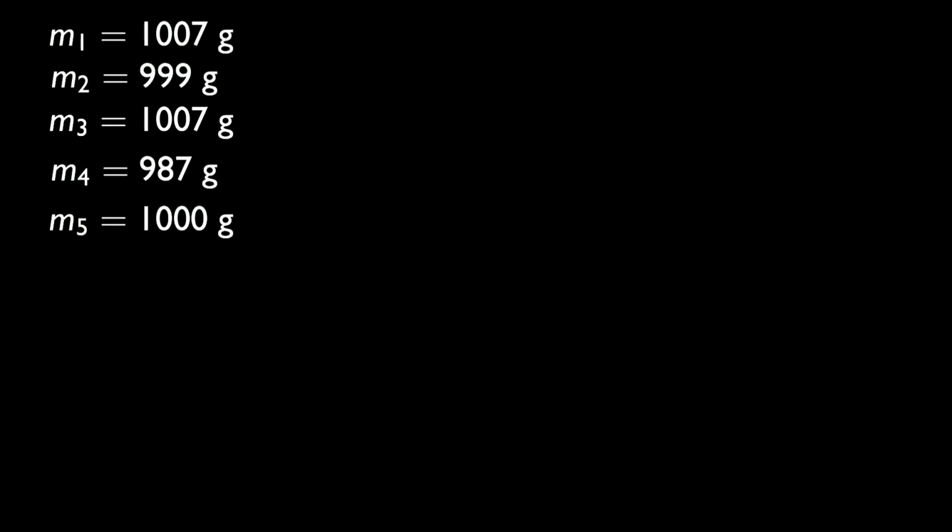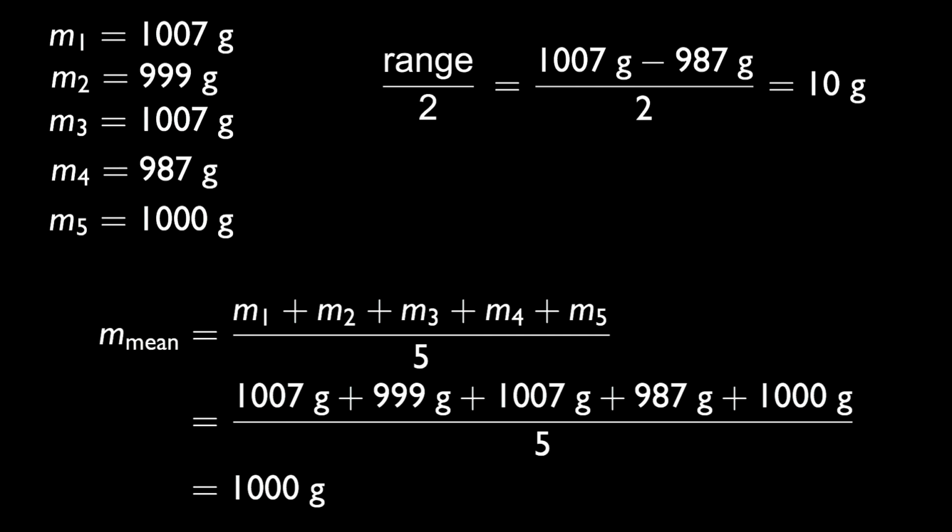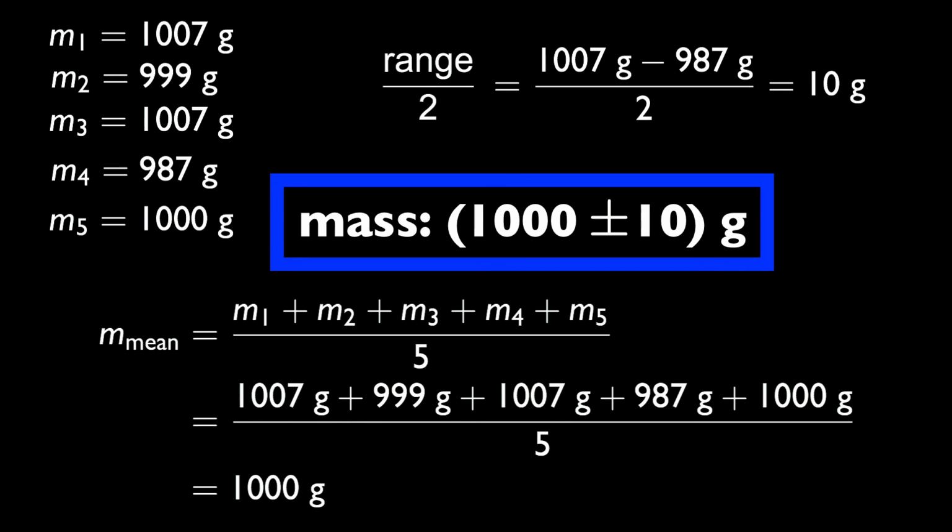So if we now work out the average of that, that is exactly 1,000 grams. The range divided by 2 is the largest, which was 1,007, minus the smallest, which is 987, divided by 2. So that's plus or minus 10 grams. And so the masses here have a mass of 1,000 plus or minus 10 grams.